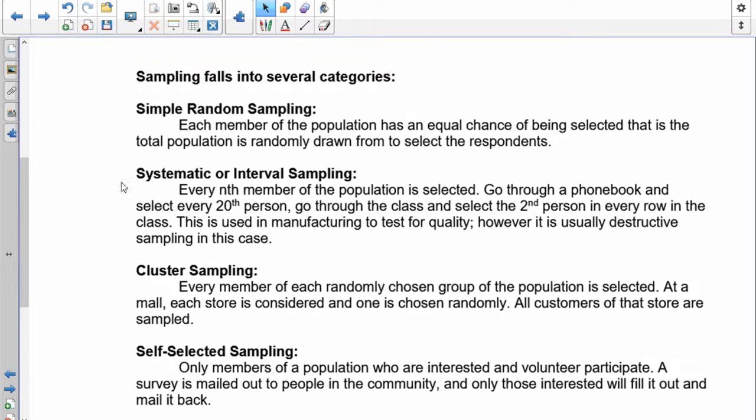So let's look at the different types of sampling. Sampling falls into several categories. These are the ways that you can do a sample. The first one is called simple random sampling.